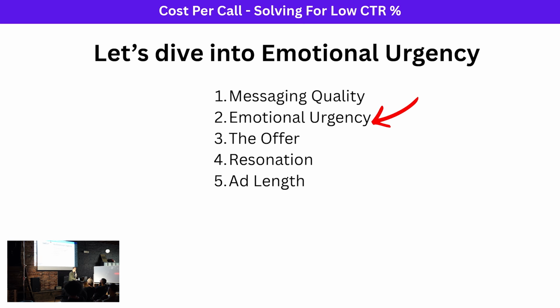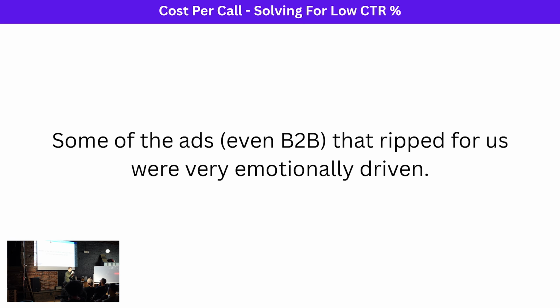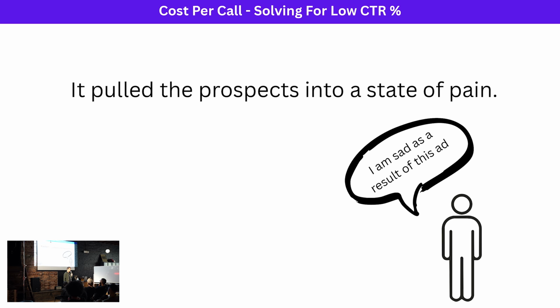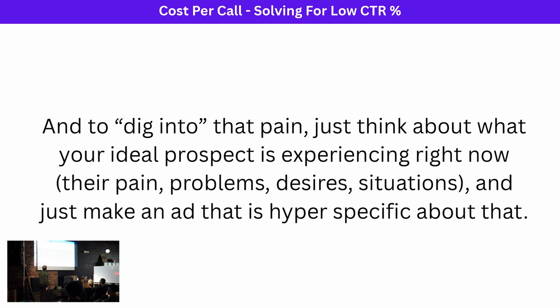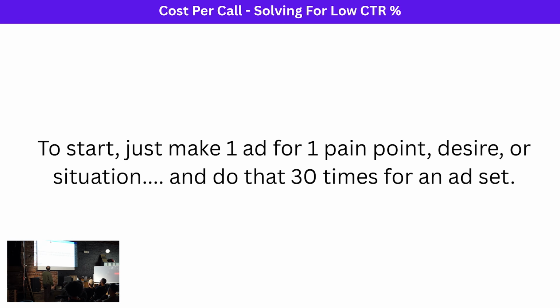Next, emotional urgency. Some of the ads, even B2B, that rip for us are emotionally driven. It pulls the prospect into a state of pain right here. If you can create an emotional spike that breaks the prospects out of scroll mode, you have a good ad. And if you dig into that pain, think about what your ideal prospect is experiencing right now. So again, problems, pains, desires, situations, and just make an ad about that. That's it. To start, you can make one ad for one pain point and just do that 30 times for an ad set.